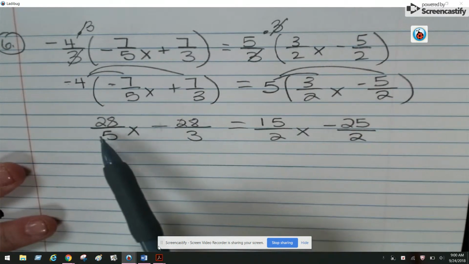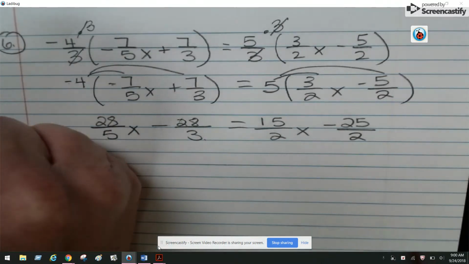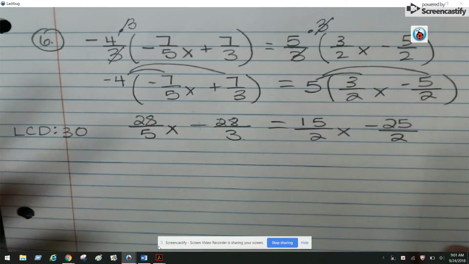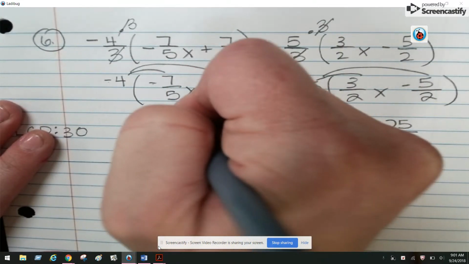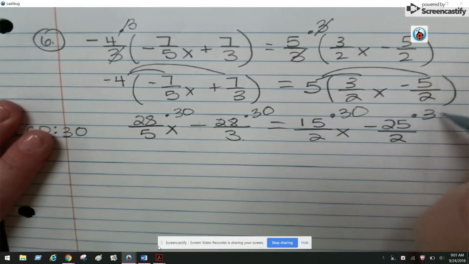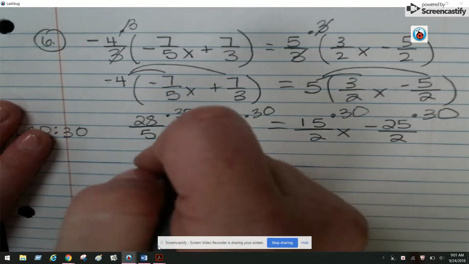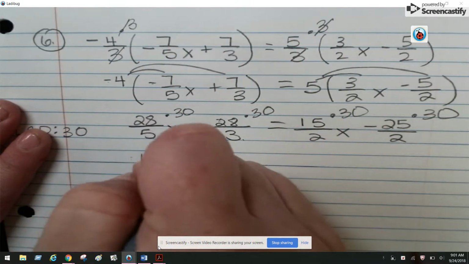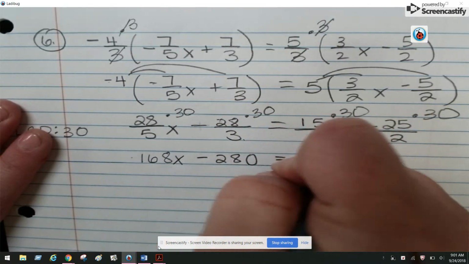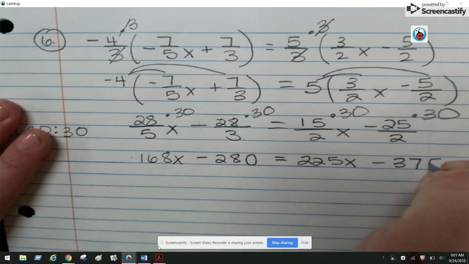So now I've got to find the LCD of 5, 3, and 2. I believe that should be 30. So I'm going to multiply each one by 30. This is a bit of a lengthier problem. So when I multiply that through, just to speed it along, I'm going to get 168x minus 280 will equal 225x minus 375.